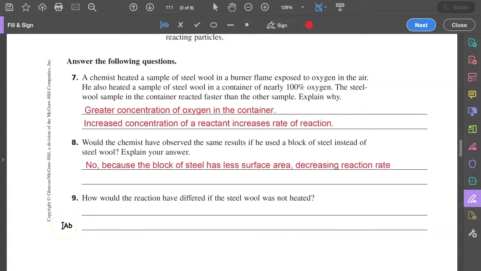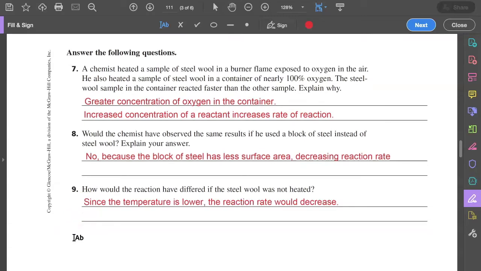No, of course not. That block of steel would have less surface area, and in doing so, it would decrease the reaction rate. Number 9, how would the reaction have differed? How would it be different if the steel wool was not heated? If we don't heat the steel wool, then the reaction rate is lower, since temperature and the reaction rate are directly related. So since the temperature is lower, the reaction rate would decrease.